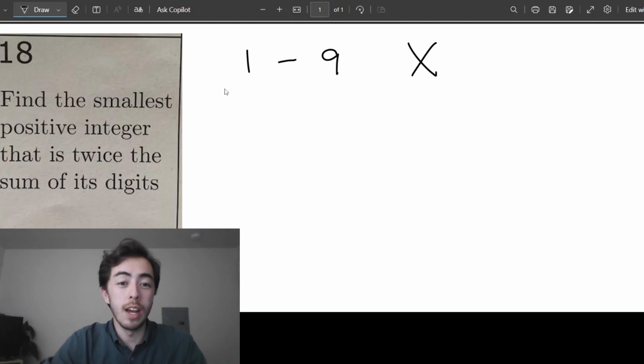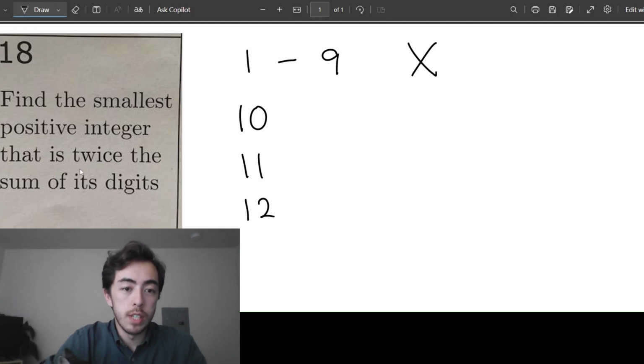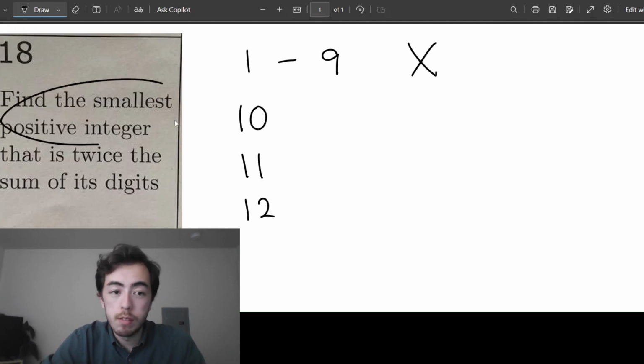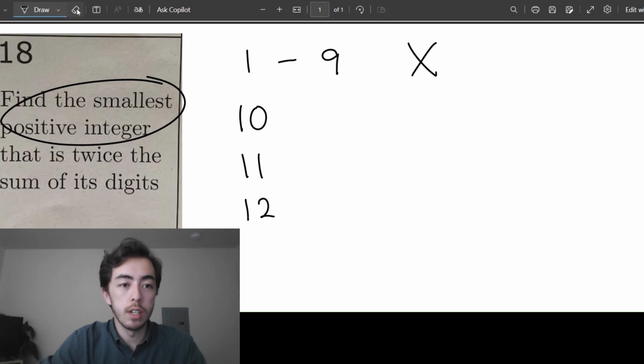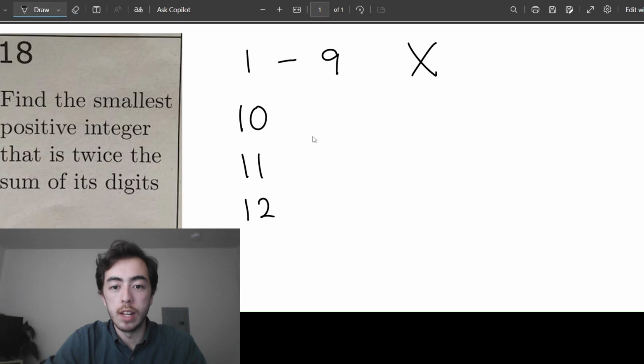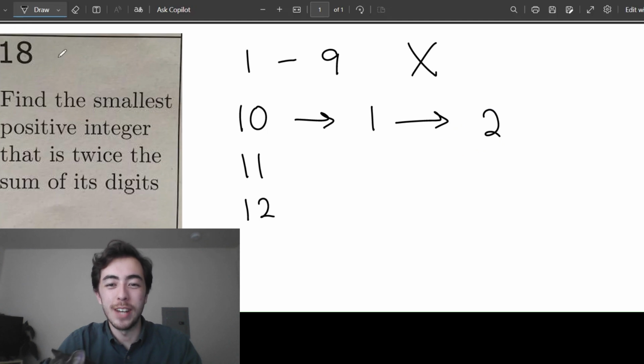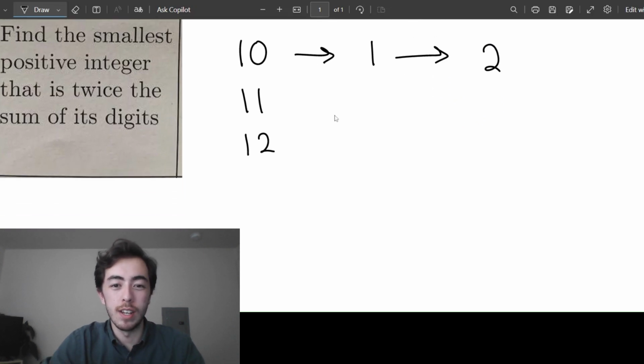So we need to now look at two-digit numbers and see if we can figure out any pattern with these ones. So 10, potentially, could be the smallest positive integer, but we need to see if it's twice the sum of its digits. Adding 0 and 1, we get 1, and if we double that, we get 2, and that's not 10.